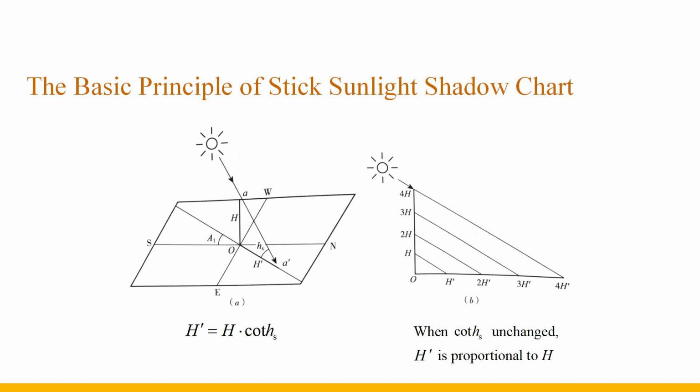Then the relationship between the rod and the shadow can be expressed by the formula that h prime is equal to h times the cotangent of the sun's altitude angle. When the cotangent of the sun's altitude angle is constant, h prime is proportional to h. Set h as unit height, then the unit shadow length is h prime. Then the shadow length for different building heights can be obtained. Using this relationship, the variation range of the stick shadow for a day can be obtained.